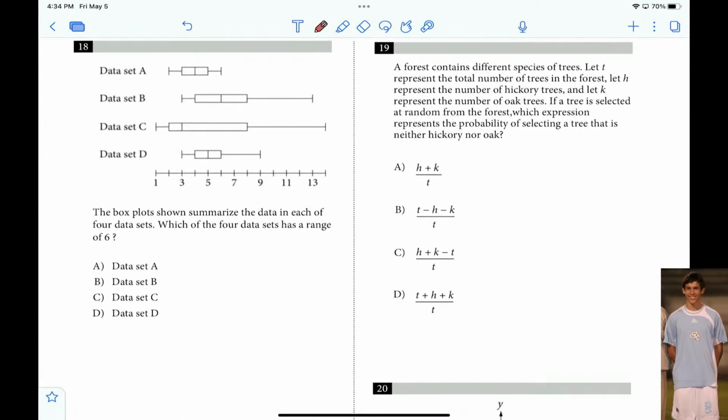All right. So number 18. Box plots. So there are two things we need to know with box plots. And then we'll actually read this question. One is range and one is median.